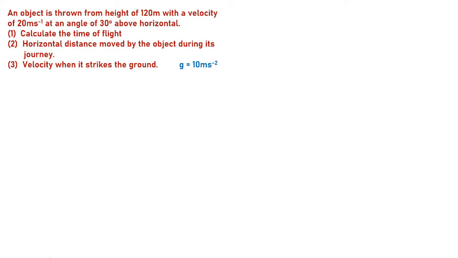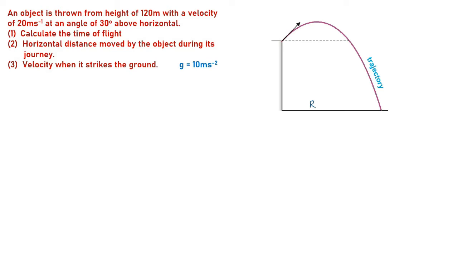Now we will do this problem on projectile motion. This is the problem. An object is thrown from a height of 120 meters with a velocity of 20 meters per second at an angle of 30 degrees above the horizontal. Calculate the time of flight.